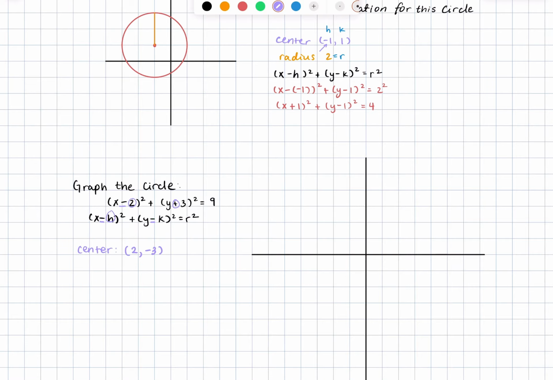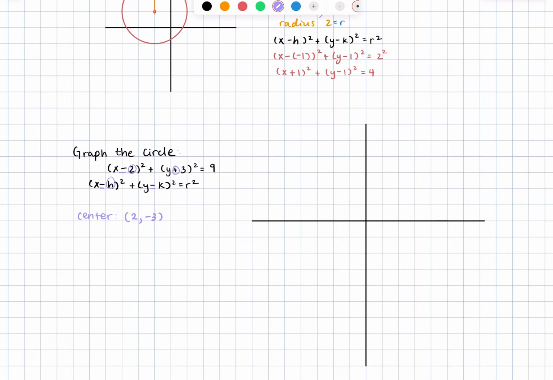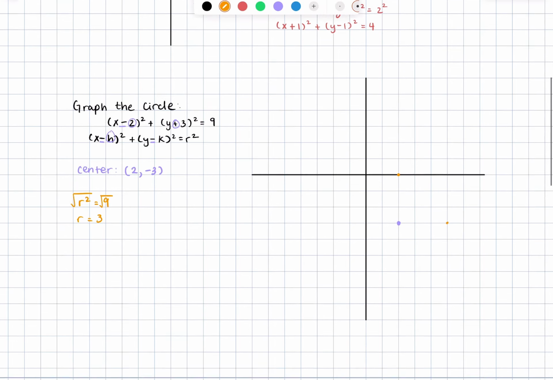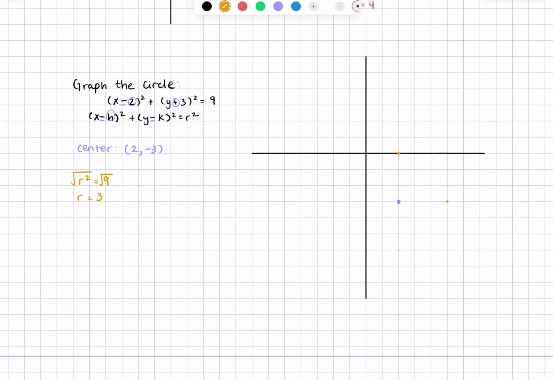I'm going to go plot that: 2, then 1, 2, 3 down. We're at (2, -3). Next, we have our radius. Our radius is squared, so r^2 = 9. Take the square root of both sides, and I get r = 3. So I go 3 in 4 directions: 1, 2, 3 right here, then 1, 2, 3, and then finally 1, 2, 3.